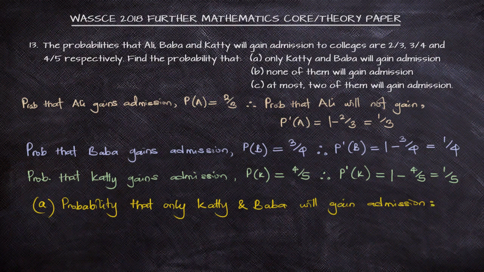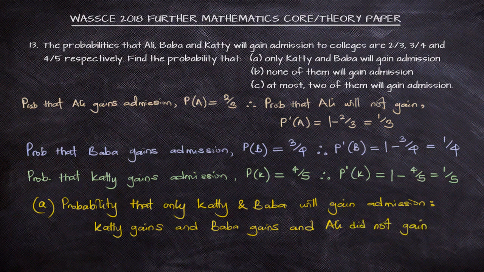That will imply that Katie will gain admission, Baba will gain admission, but Ali will not gain admission. You know, there are 3 of them. We have Katie, Baba, and Ali. So we are looking for the probability that only Katie and Baba will gain. That means that Katie will gain admission, and at the same time, Baba will gain admission, and also at the same time, Ali will not gain admission. So this implies that Katie gains, Baba gains, and Ali did not gain.